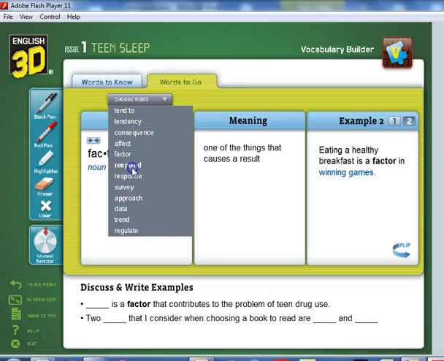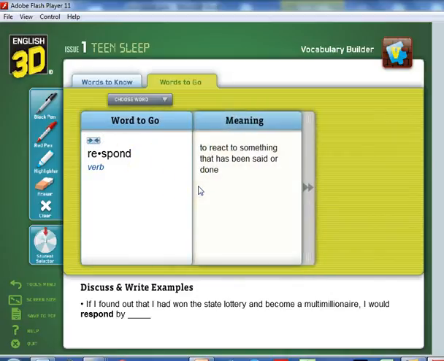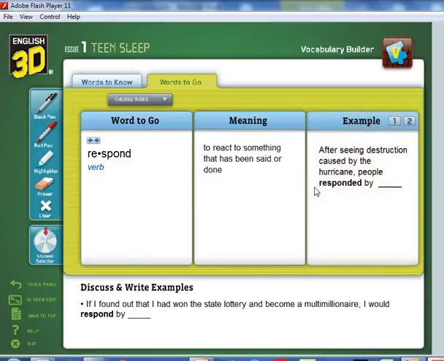Okay. Respond. Everyone say respond. Respond. To react to something that has been said or done is to respond to it. Respond. After seeing destruction caused by the hurricane, people responded by donating money.